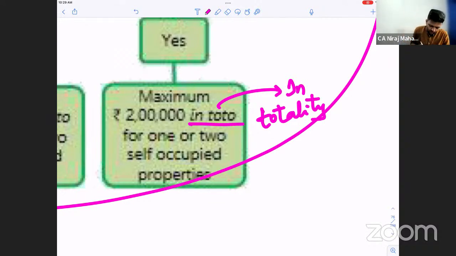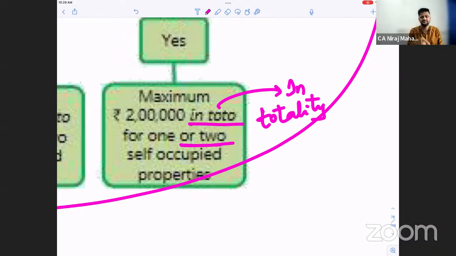Very important: for 1 or 2 SOPs. Underline that word, 2 SOP. Do you realize you can have a maximum of 2 SOP only? You can have 10 house properties, but only a maximum of 2 self-occupied properties. The remaining will be let out, or deemed to be let out. That's why they are using the words 1 or 2 properties. I can have 2-3 homes, and my loan is going on for all of them. In totality, for 1 or 2 SOP, I can claim only a maximum of 2 lakhs.